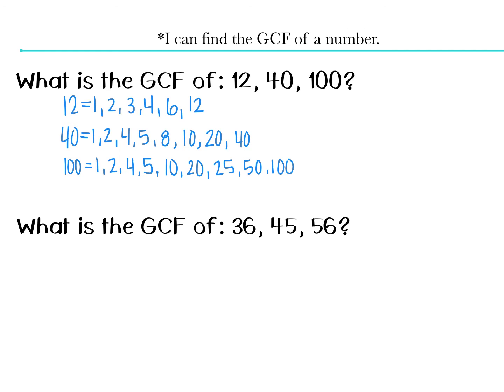All right, so hopefully for 12, you got 1, 2, 3, 4, 6, and 12. And for 40, you got 1, 2, 4, 5, 8, 10, 20, 40. And 100, 1, 2, 4, 5, 10, 20, 25, 50, and 100.